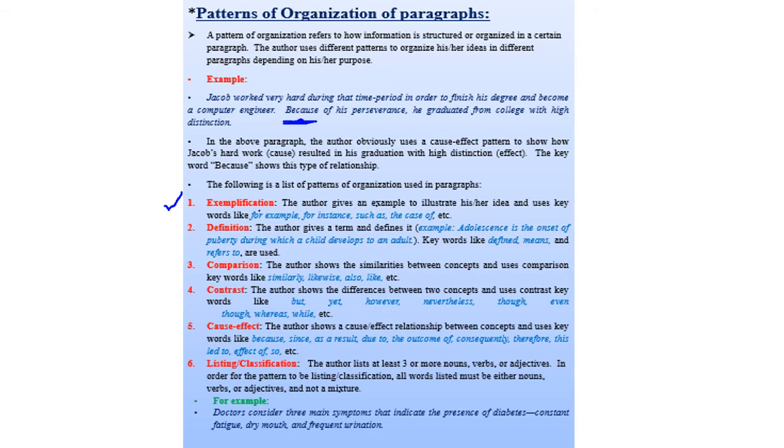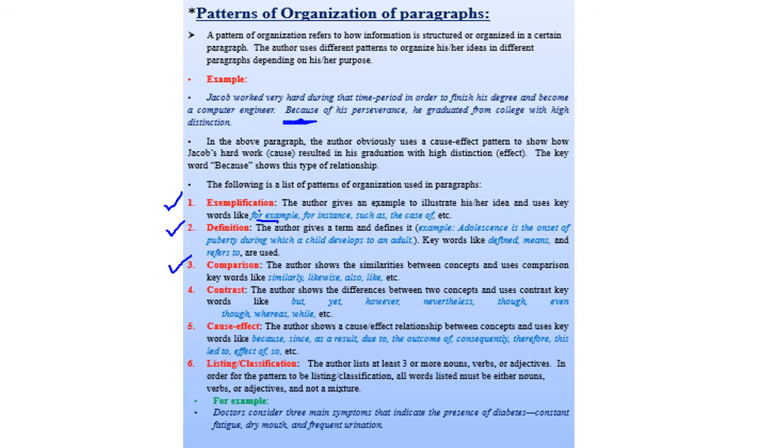Here are other patterns of organization. Exemplification. The author provides an idea and gives example. The clue words would be, for example, for instance, such as the case of, etc. Definition. Malnutrition, for example. In this paragraph, the author is talking about malnutrition. Malnutrition means, okay, the lack of taking enough nutrients that will help in growth and health. So obviously the pattern here in this paragraph or in this sentence is one of definition. The author is defining a term or a concept.